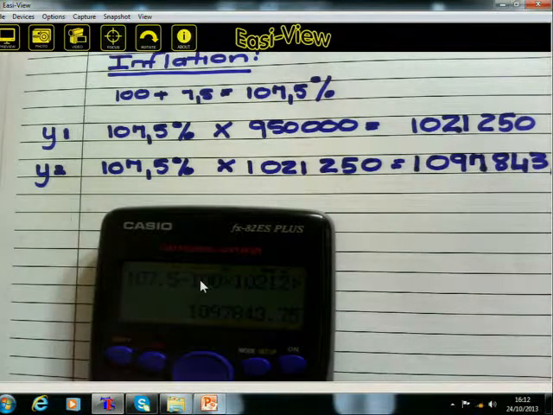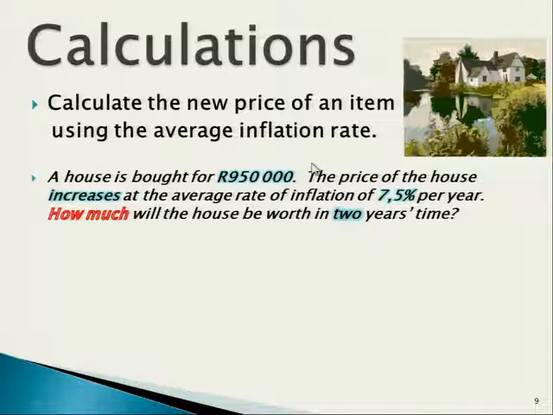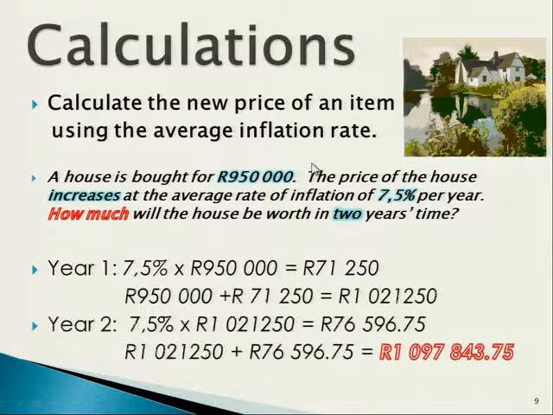Remember, this is an alternative method. So let us just quickly go back to the previous method that we used. And let us see whether the answers are the same. And yes, the values are the same. 1,097,843.75 rand.